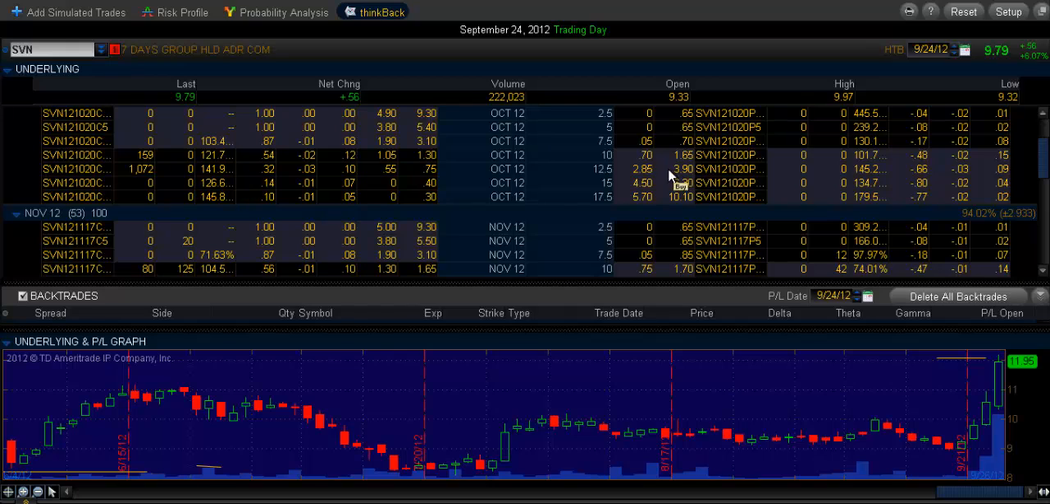Because what would happen here is that the market maker would actually offset this, so they would sell it at what they sold it at, and then they would go in and reduce their risk by going long the stock, and then actually they would make money and you would make money as well.